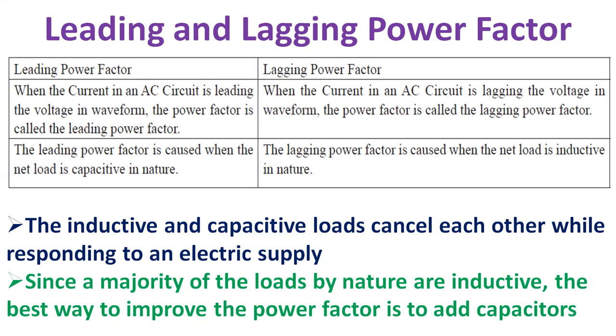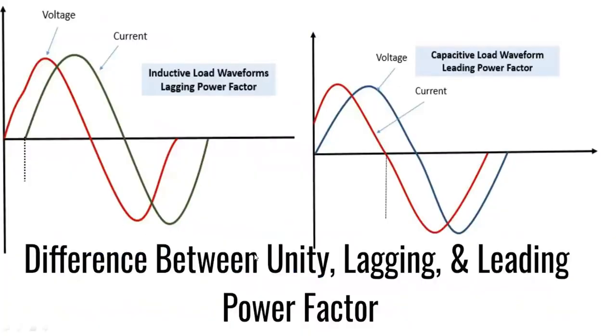The obvious advantages of improving the power factor are the reduction in distribution losses and improvement in voltage. And finally, the difference between unity, lagging, and leading power factor: we are seeing voltage, current, and inductive load waveforms, where in lagging power factor the current is lagging the voltage, whereas in a capacitive load waveform, the current is leading the voltage. That's the difference.